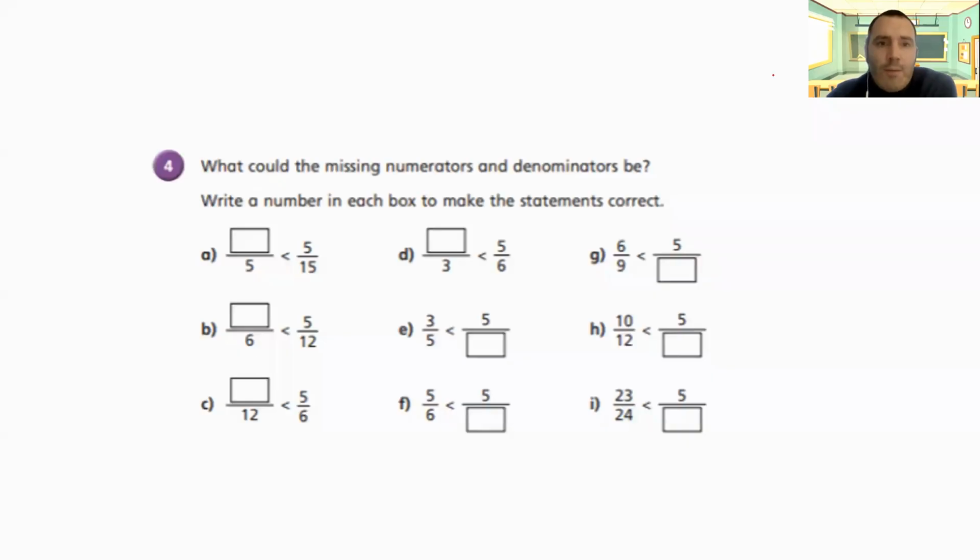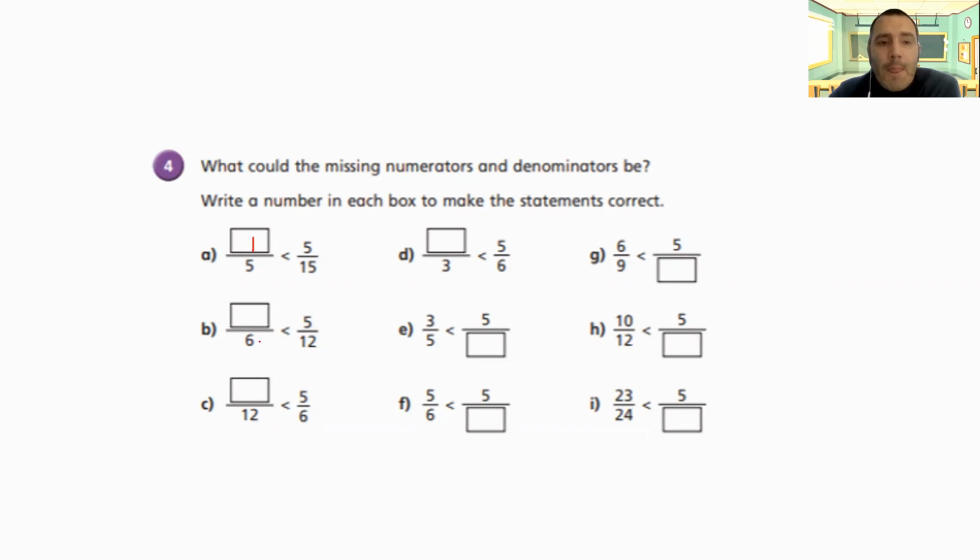So looking at question 4, I thought I'd go through this with you. So we need something that a number of fifths is less than 5/15. So we can have 1/5. So if I multiply this to make my numerators equal, or even if I do it to make my denominators equal. So 3 times 5 makes 15. 3 times 1 makes 3. This is correct.